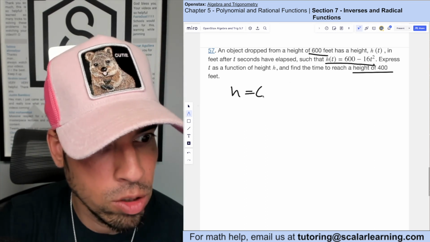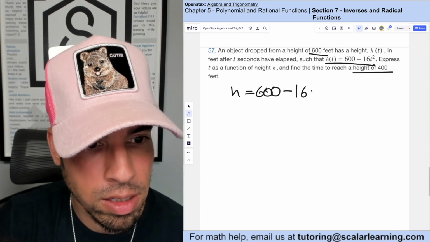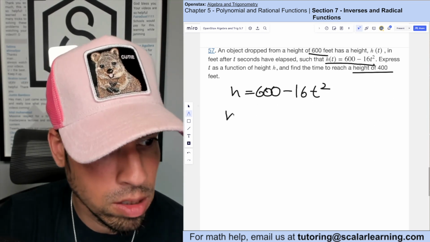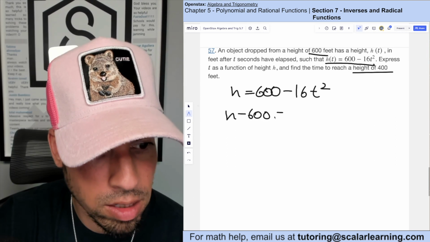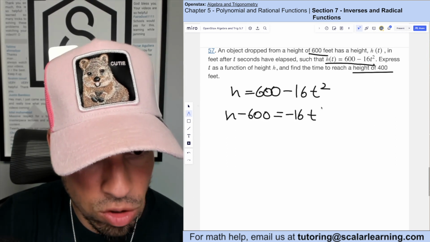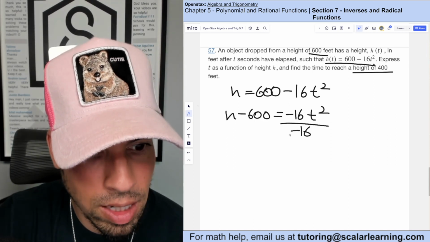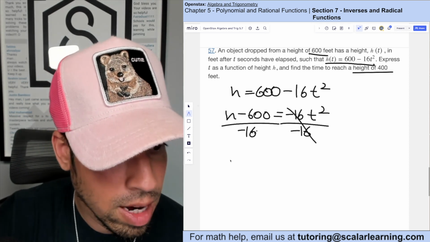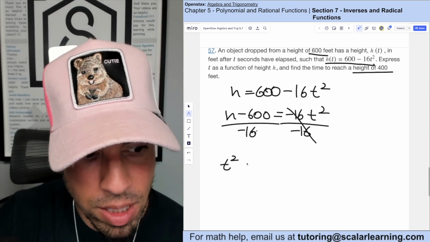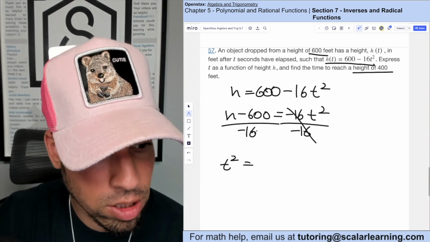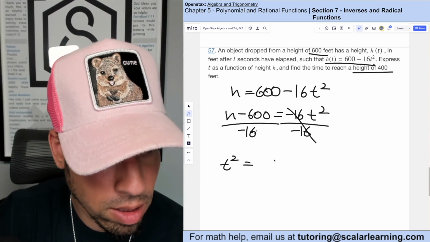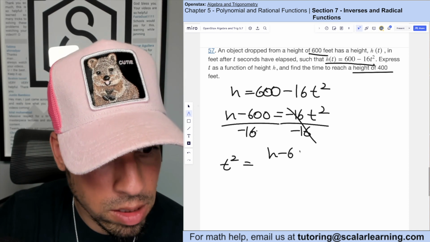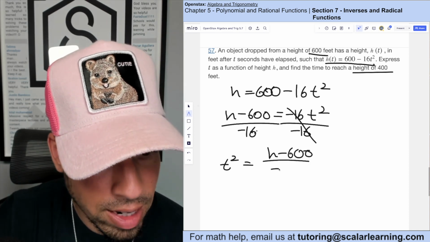So I got h equals 600 minus 16t squared. Then I'm going to subtract 600 from both sides: h minus 600 equals negative 16t squared. Then I'm going to divide by negative 16, just typical isolation. That cancels out. And then now I'm going to put the t squared on the right-hand side, but that doesn't change anything. It's just I like having that isolated variable on the left side. And then I got (h minus 600) over negative 16.